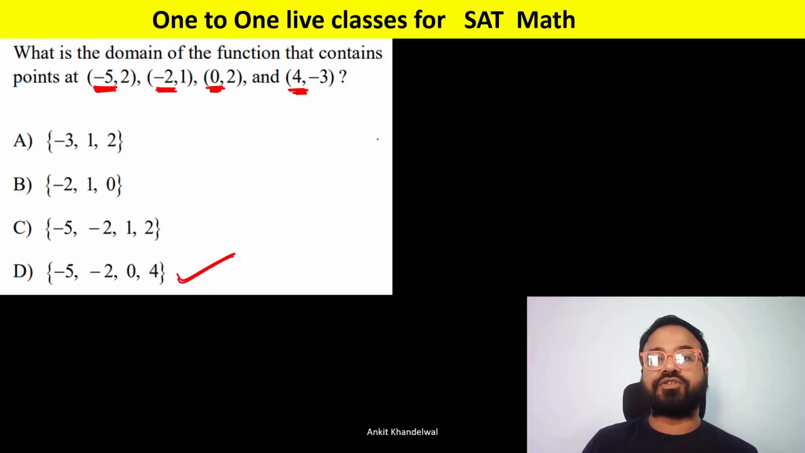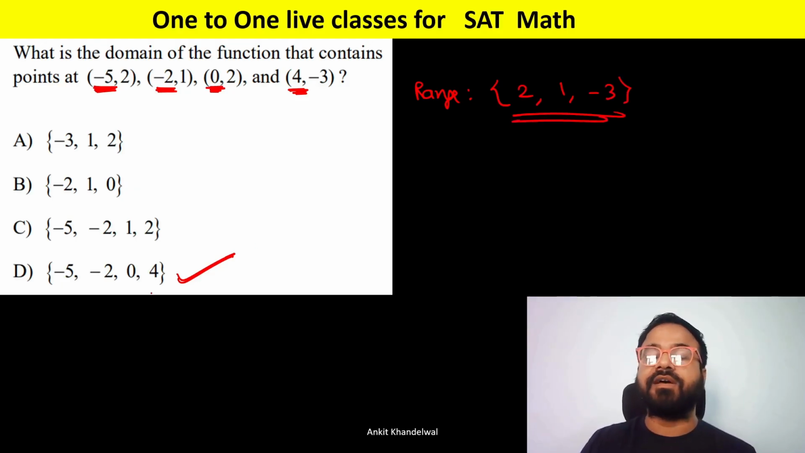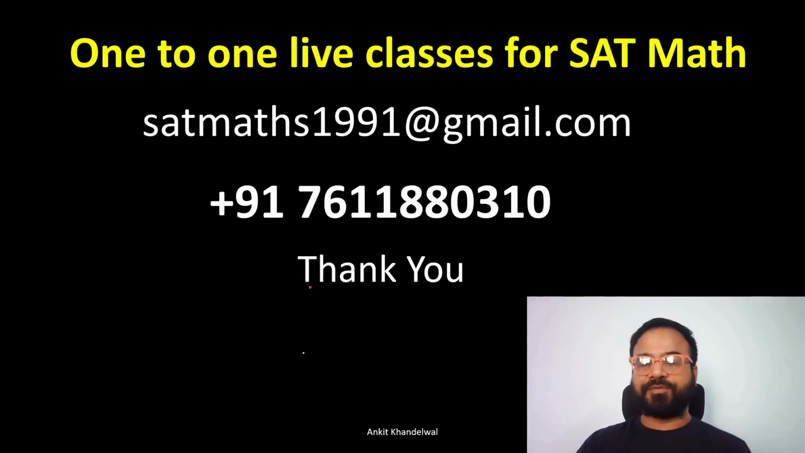If they are asking us to find the range for this one, it will be 2, 1, and we will not repeat, since 2 is repeating twice, but we will write it only once, and minus 3. So 2, 1 and minus 3 is the range for this data. Domain is this. So I hope you have understood all these questions, and I hope all the questions were correct.